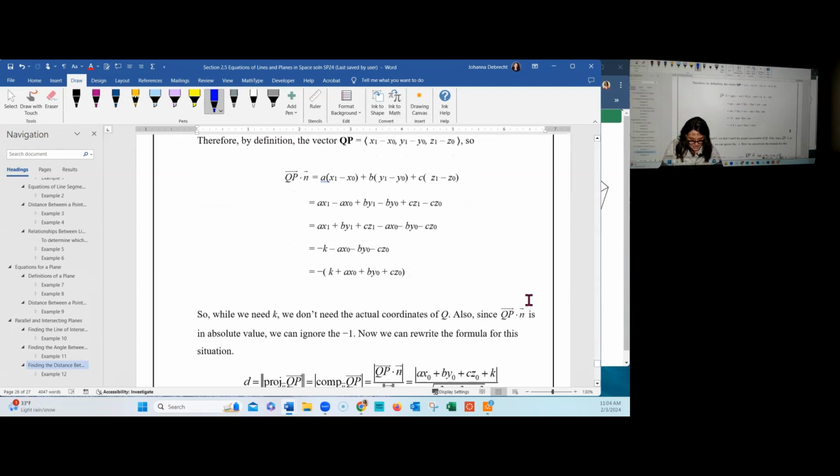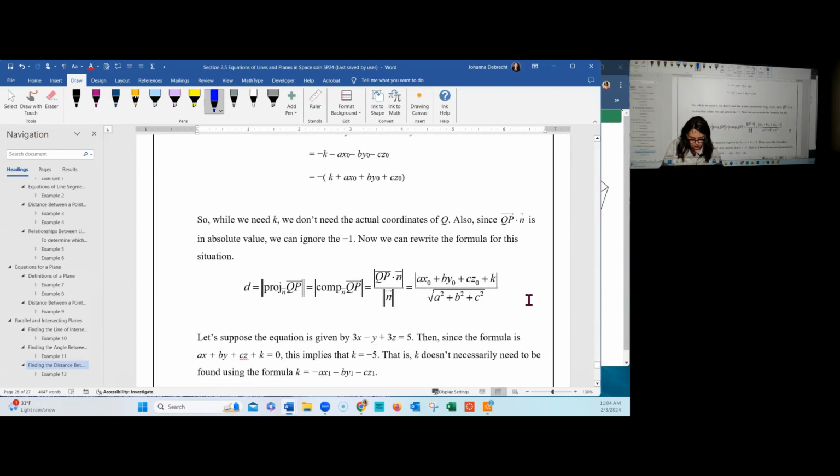So we need K, but we don't actually need Q. So in other words, this formula that we have right here, which you can use, there's nothing wrong with it, can also be written in this form right here, where we have ax naught plus by naught plus cz naught plus k, all divided by the magnitude of the normal vector.